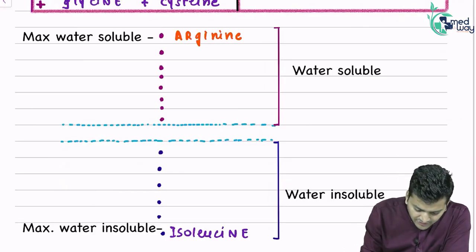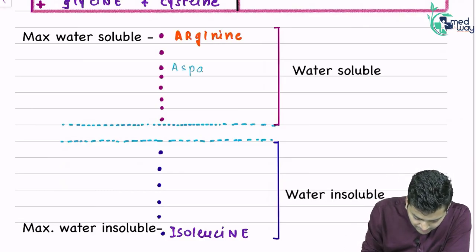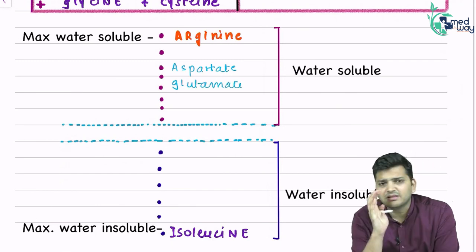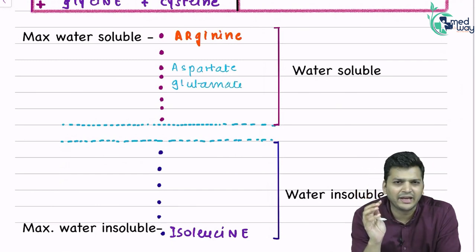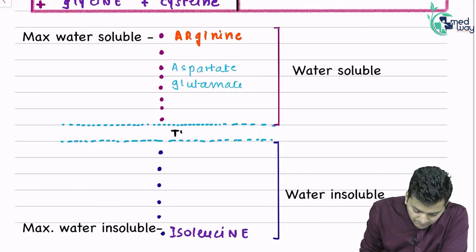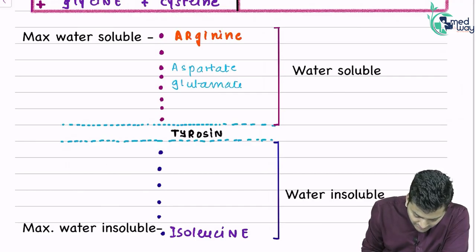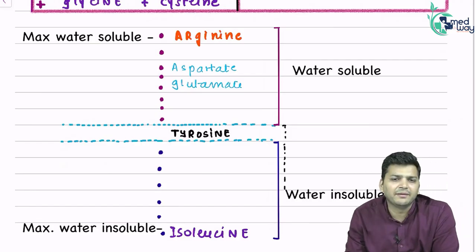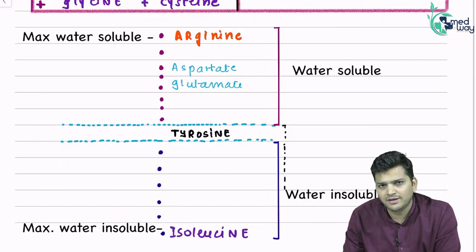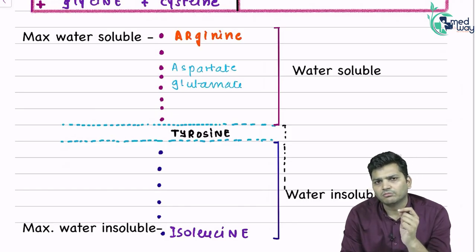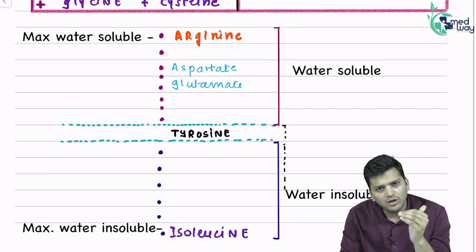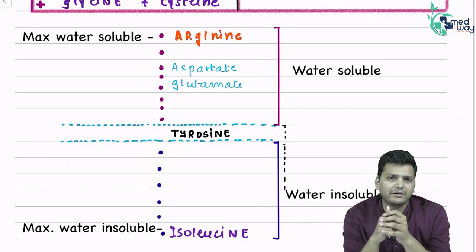Say, for example, somewhere here it is aspartate, glutamate, threonine. And there is one amino acid which is somewhere in the gray area, and that was tyrosine. Although we consider tyrosine mostly as water insoluble, it is somewhere in the gray area. Why am I saying so? Because if they ask the question, all of the following are water soluble except, what will be the best answer? You have to answer on the basis of this spectrum.